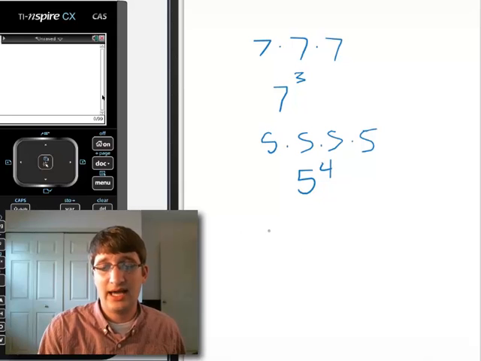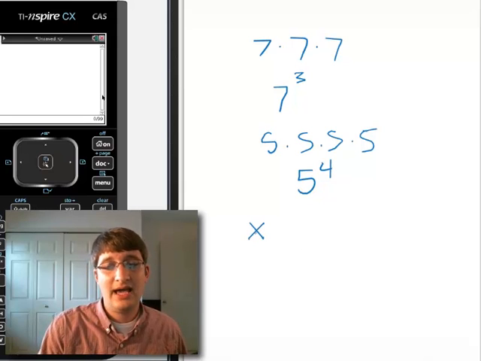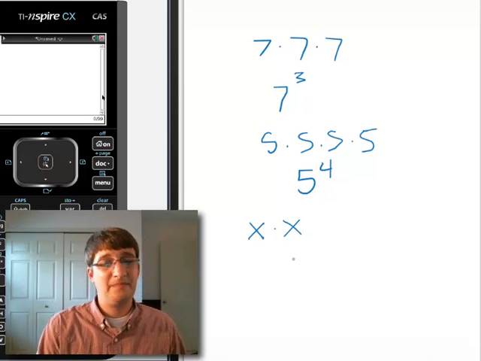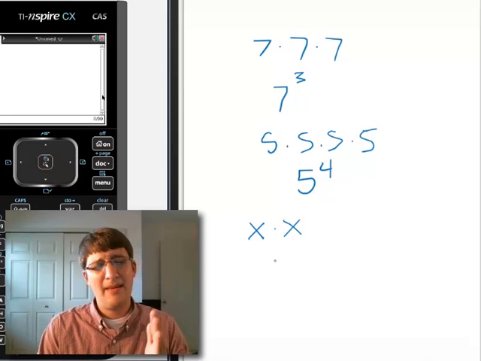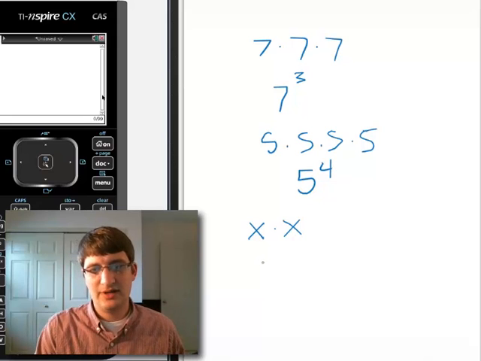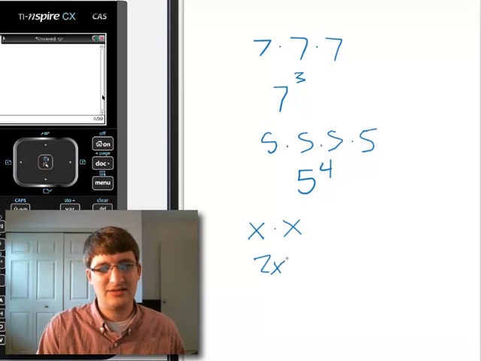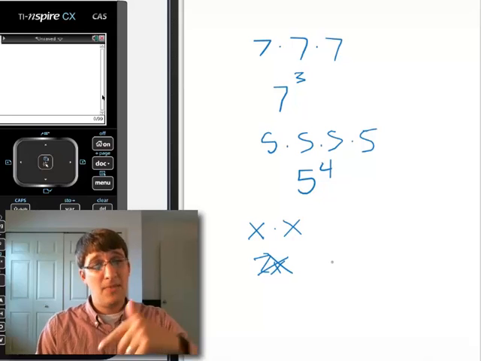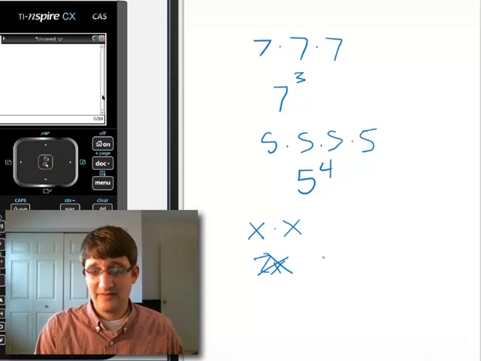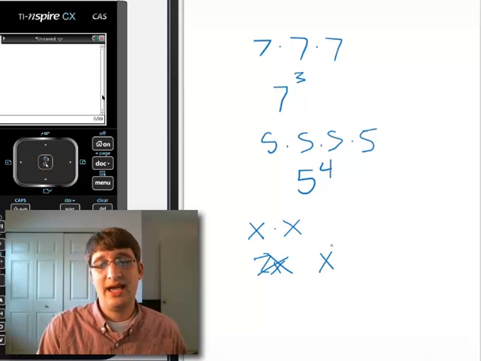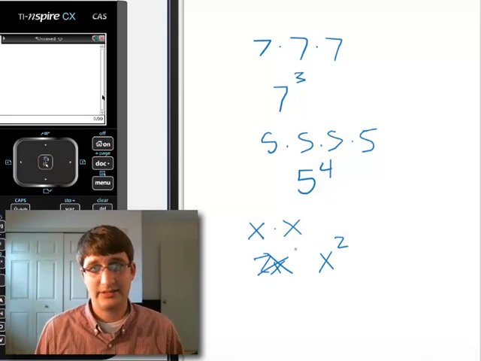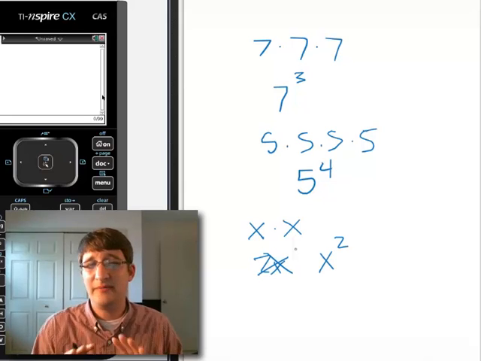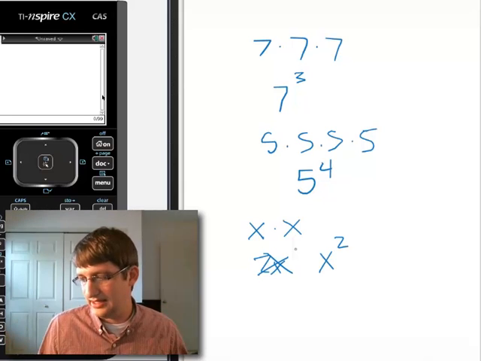Let's just look at a quick algebra problem. x times x. How many copies of x do I have? 2. And I'm not adding them together, so I don't just write this as 2x, okay? I'm actually multiplying together, which means I have to use an exponent in this case. So x squared is an equivalent form of x times x, okay? So that's, for the most part, very basic on what an exponent is, okay?